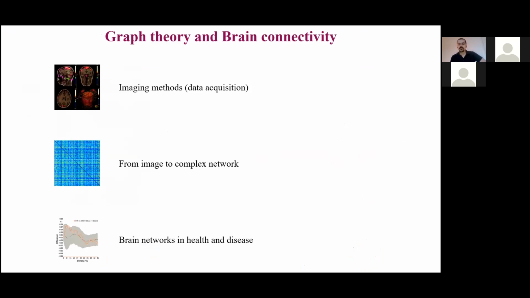So that you have a general idea of how this lecture is going to go, I am first going to speak about these imaging methods and how we actually acquire the data, and then explain the process of how we use these images to build a complex network that represents the human brain. In the final part, I'm going to show a few works that show how brain networks are organized in healthy individuals, but also how these networks are disrupted in different diseases. I concentrate on Alzheimer's and Parkinson's disease as the two most common neuronal disorders.